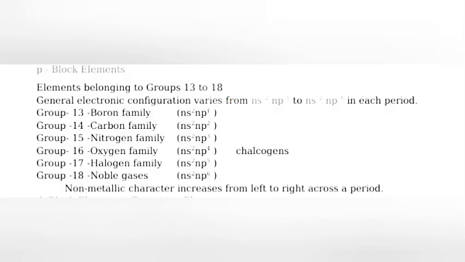p-block elements. Elements belonging to group 13 to 18. General electronic configuration varies from ns2 np1 to ns2 np6 in each period. Group 13, boron family, ns2 np1. Group 14, carbon family, ns2 np2. Group 15, nitrogen family, ns2 np3. Group 16, oxygen family, ns2 np4. Group 17, halogen family, ns2 np5. Group 18, noble gases, ns2 np6. Non-metallic character increases from left to right across a period.